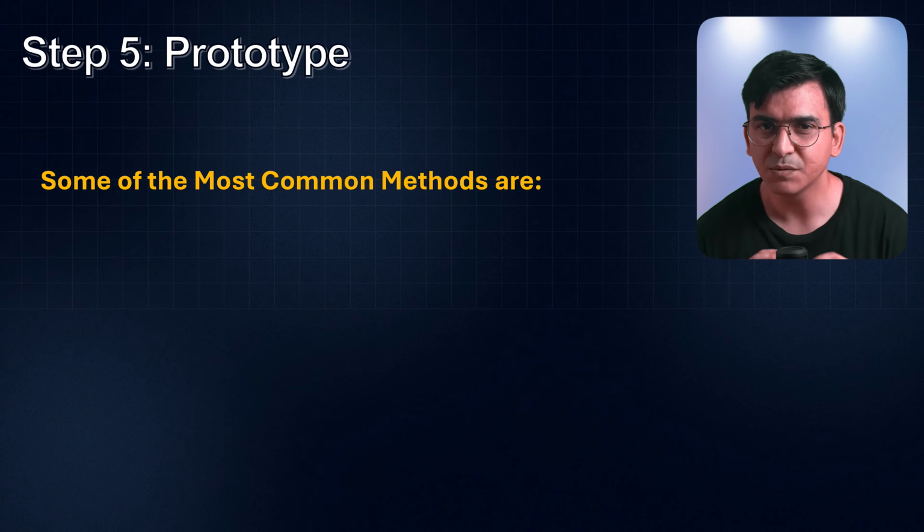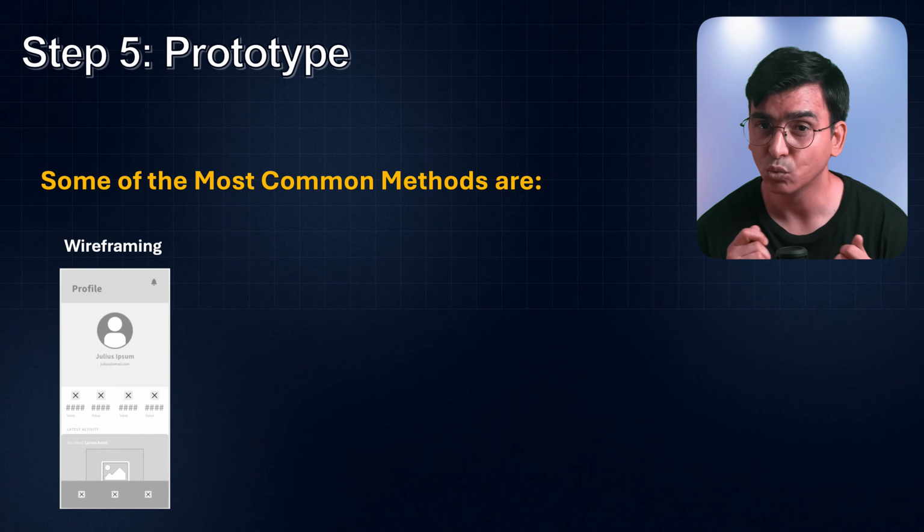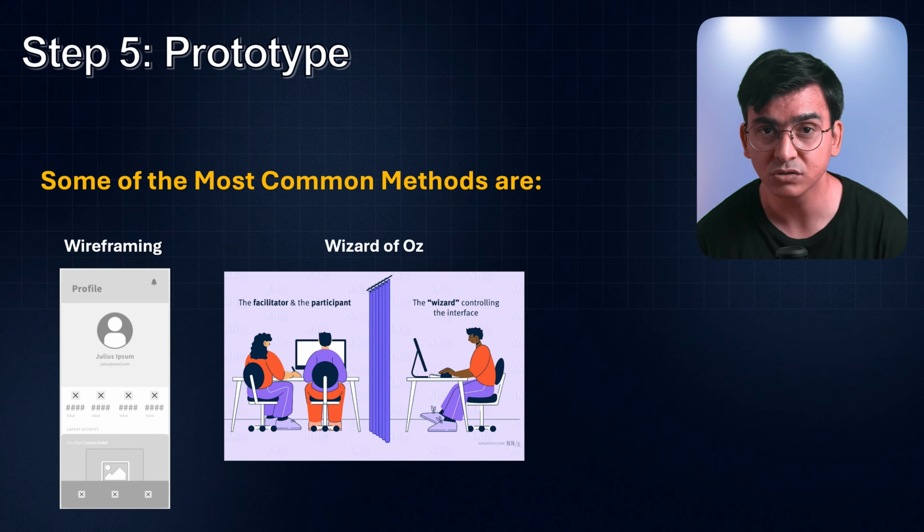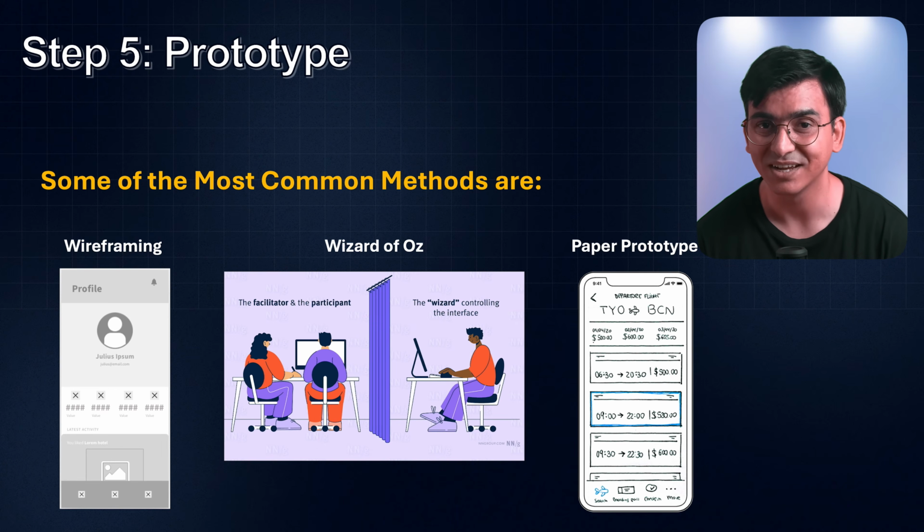The primary reason for creating a prototype is to validate the proposed solution with the users and to get early feedback so that we can iterate and create a better version of the solution, or to drop the solution if it doesn't work. Some of the most common methods are wireframing, Wizard of Oz, paper prototype, etc.